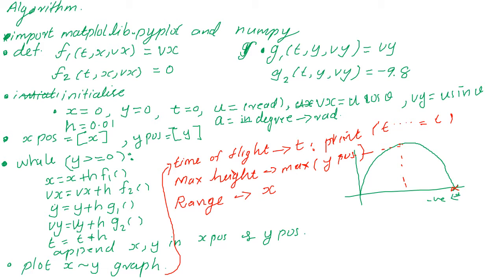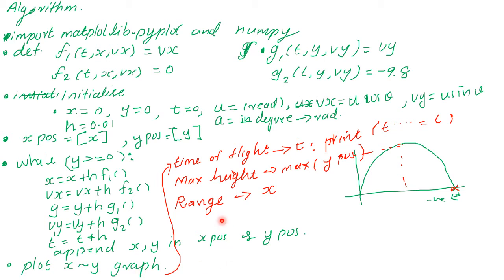So we initialized everything. Then we discussed we have to hold x values and y values, so we must have two lists to store x values and y values. Then we have to iteratively repeat something. We have to calculate new x value, new vx value, new y value, new vy value, new t. So after this loop is over, we are interested only in x and y, so we append x and y in x pose and y pose. Then we'll plot the xy graph.